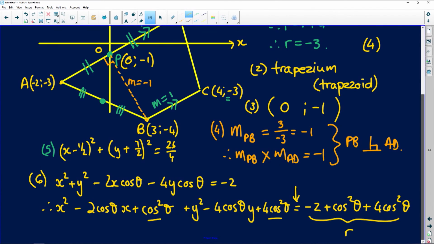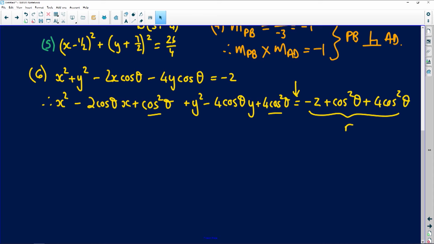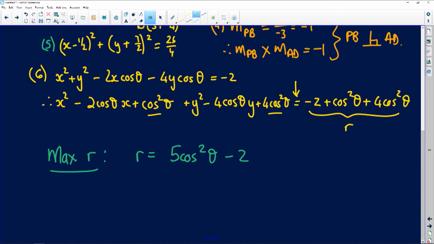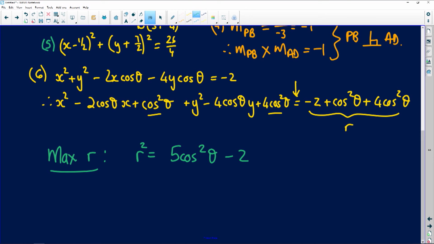Okay, let us have a look then at the rest of this question. It's an absolutely beautiful question. Now they ask us, what is the maximum radius that this circle can have. So what is the radius? The radius is 5 cosine squared theta minus 2. And they're asking you for the maximum value. By the way, that's r squared. It's not just r. It's r squared. Don't forget that.